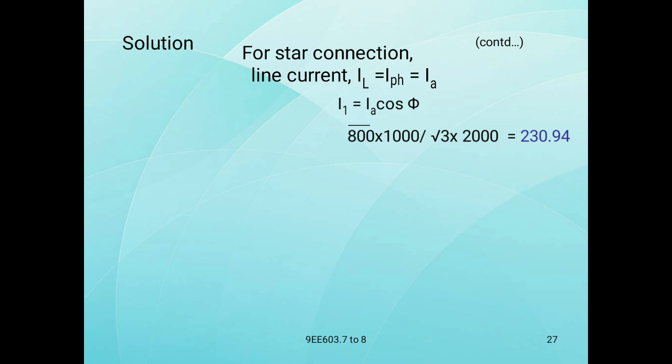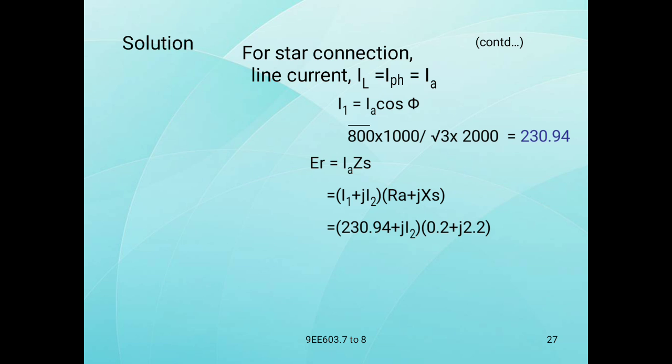Here for star connection, the line current IL is equal to I phase IA, that is nothing but I1 is equal to IA cos phi, that is nothing but 800 into 1000 by root 3 into 2000, that is nothing but 230.94, I1. Here ER is equal to IA into ZS, that is nothing but I1 plus jI2 into RA plus jXS. Here I1 is 230.94 plus jI2 into 0.2 plus j2.2.